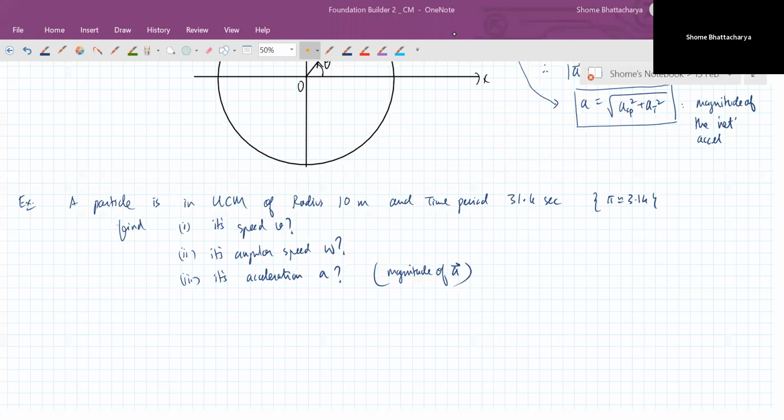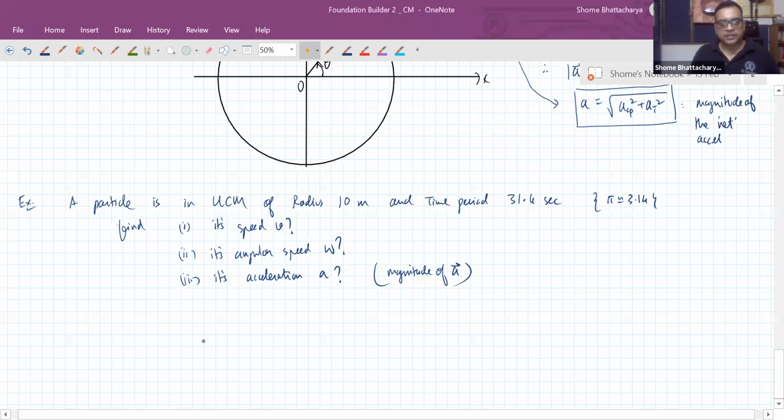Okay, so anybody got the answer? It's very easy. You just apply the properties of uniform circular motion. Yes, very good, Harsh. That's correct.